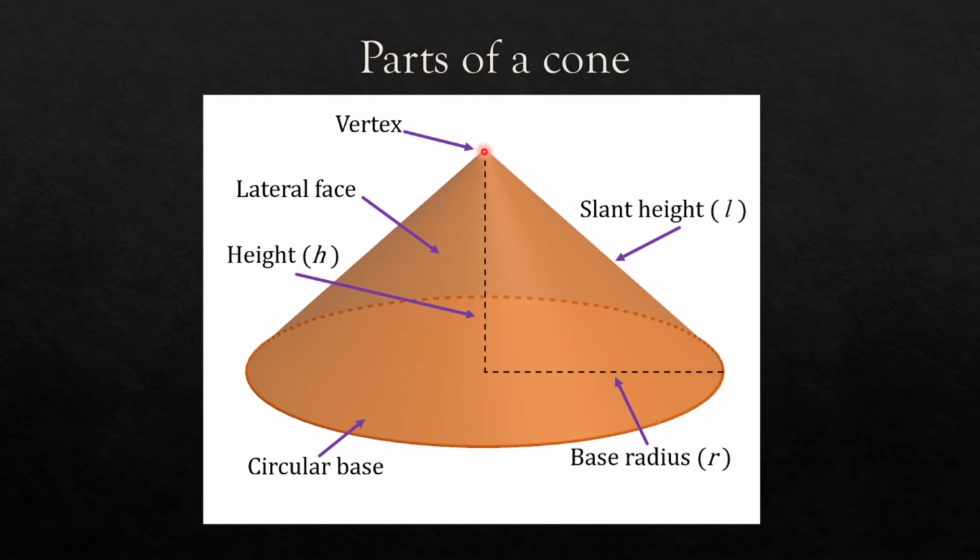The height of the cone is from the vertex down to the center of the base. The base radius is from the center to the edge of the cone along the base. And the circular base is the bottom part of the cone.